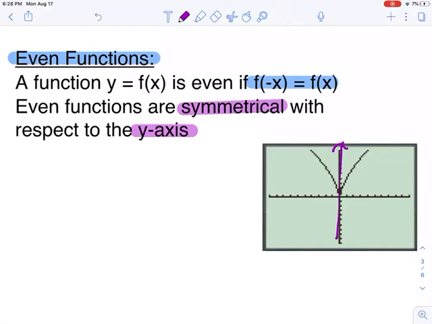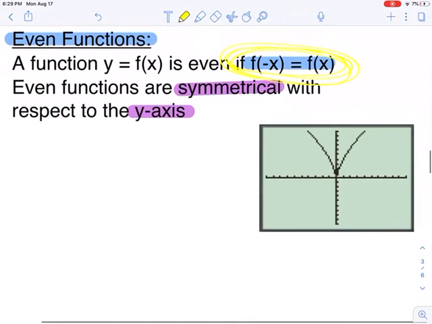So graphically, if you can take the y-axis and fold your graph and it looks the same on the right side as it does on the left side, like this one, then you can say, okay, I know that this is an even function. If I ask you to prove algebraically that it is an even function, then that is when we're going to use f of negative x equals f of x.